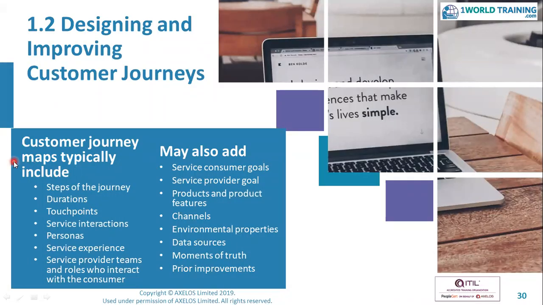Customer journey maps typically include the following: the steps of the journey, the durations, the touch points, the service interactions, the personas, the service experience, and also who from the service provider and which roles interact with the consumer. One may also add to the journey map the following: the service consumer goals, provider goals, product and product features, the various communication channels, environmental properties, data sources, moments of truth, and prior improvements. We will be discussing moment of truth afterwards in another section in more detail.